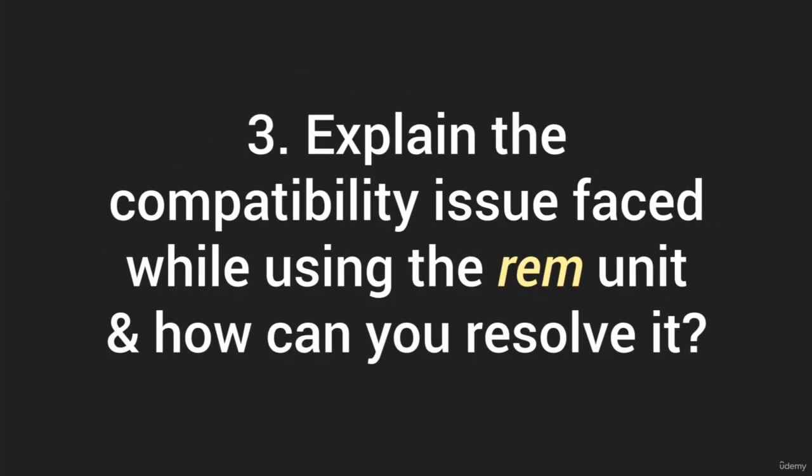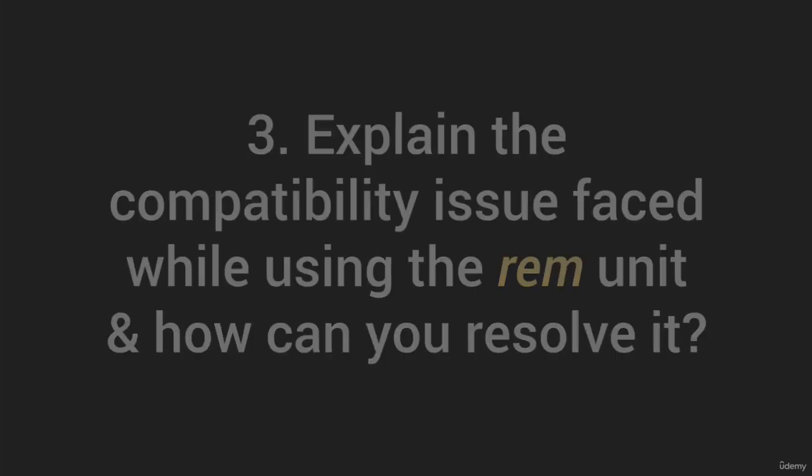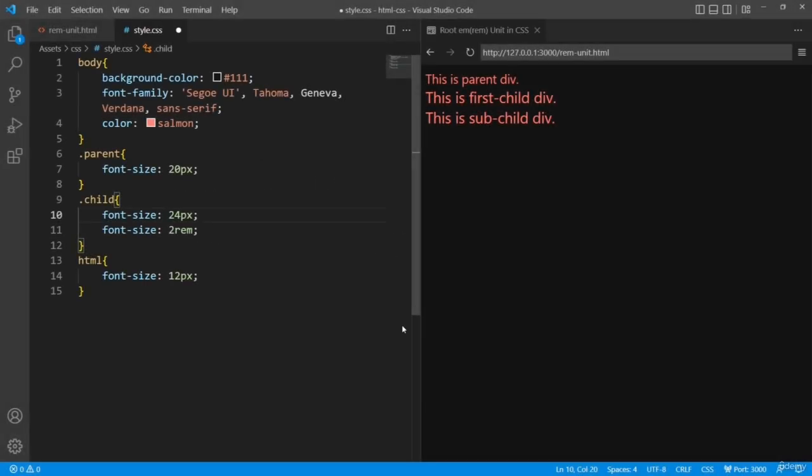The next question is, explain the compatibility issue faced while using the rem unit and how can you resolve it. I have just discussed in the bonus tip that certain browsers still face a compatibility issue with the rem unit. So to avoid that situation, we define the font size in pixel value first as a fallback and then again define the font size in rem. So when the browser fails to recognize the rem unit, it will consider the pixel value.